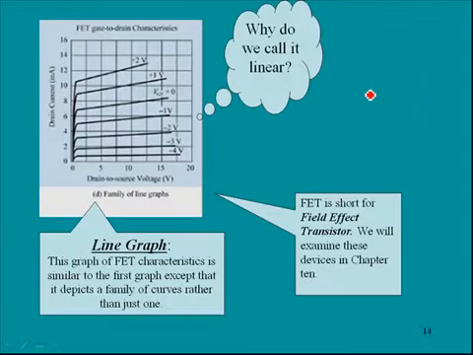And here again we have a line graph. This particular graph is very similar to the first one we looked at. It is a linear graph. This graph of the FET characteristics is similar to the first graph, except that it depicts a family of curves rather than just one. The first linear graph had just one single value graphed. Here we have a variety of different values graphed on this linear graph. And the FET, we will talk about FETs later in this course. It is referred to as a field effect transistor.